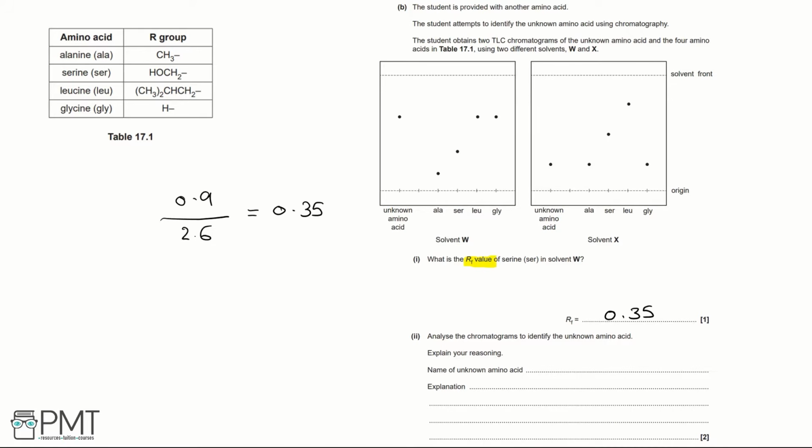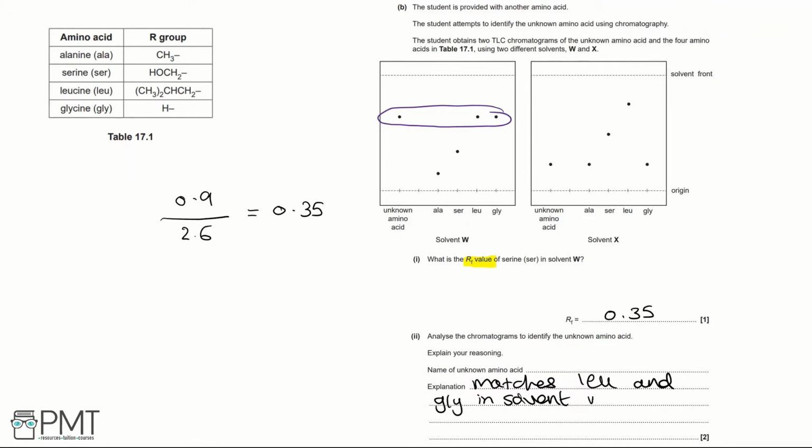Part 2. Analyse the chromatograms to identify the unknown amino acid. Explain your reasoning. Firstly, look at solvent W. We can see that the chromatogram for the unknown amino acid matches that of leucine and glycine. So this is our first line of explanation, that it matches leucine and glycine in solvent W.